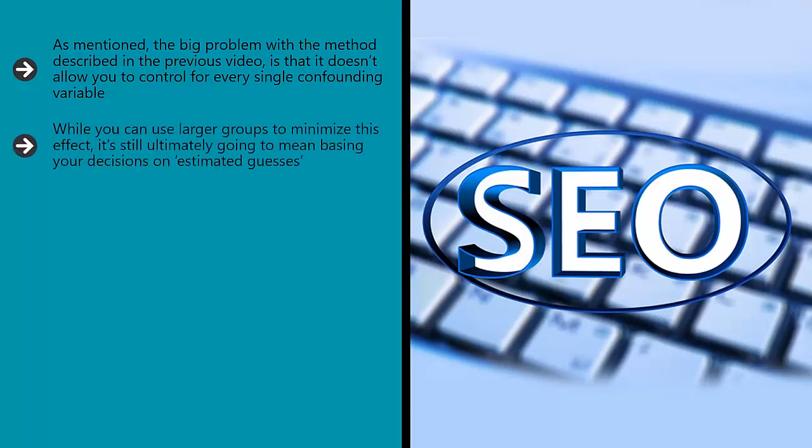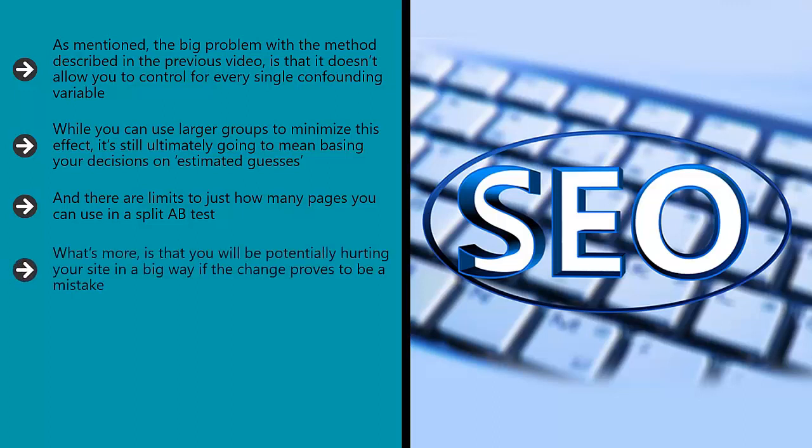While you can use larger groups to minimize this effect, it's still ultimately going to mean basing your decisions on estimated guesses. And there are limits to just how many pages you can use in a split A/B test. If you're going to be changing the results across hundreds of pages on your site, then this will involve a lot of work. What's more is that you will be potentially hurting your site in a big way if the change proves to be a mistake.